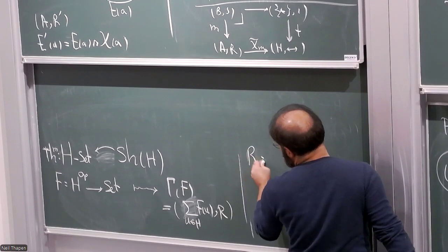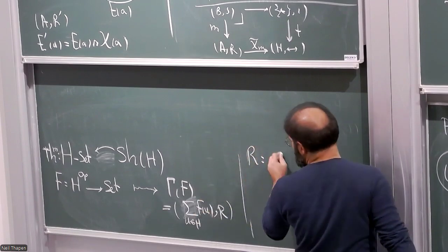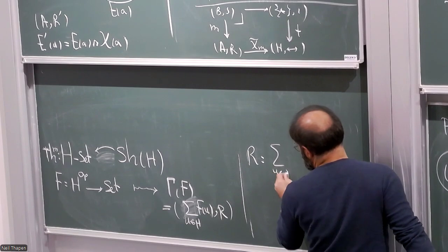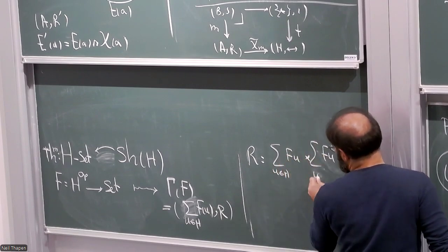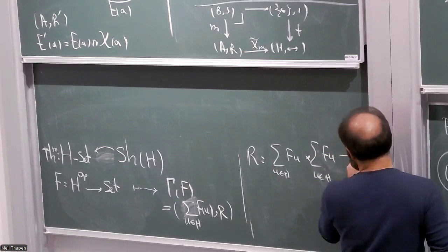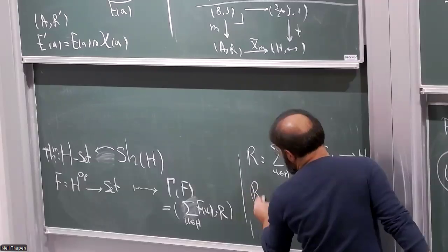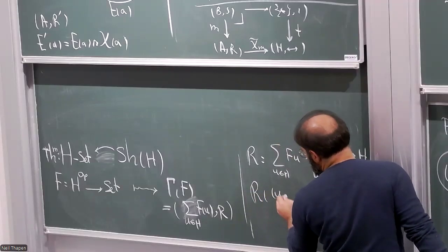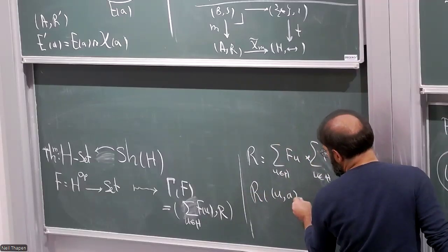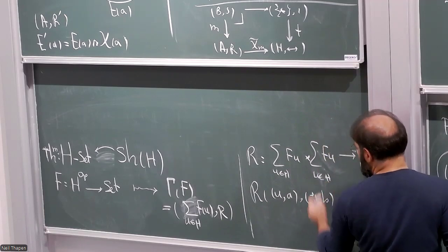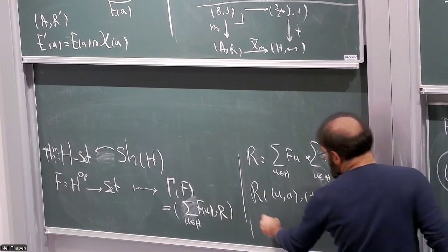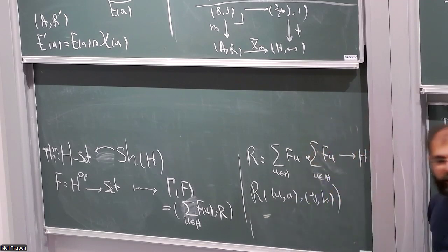R is a map from this guy times itself to H. It reads two things: some U with some A inside F of U, and V in H with some B inside F of V. And what should be the amount of equality between the two?